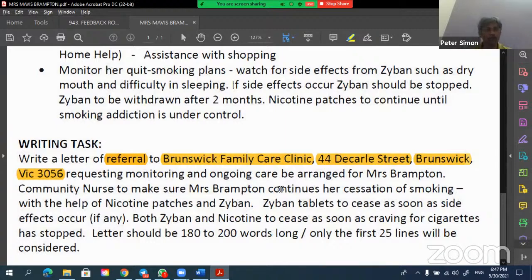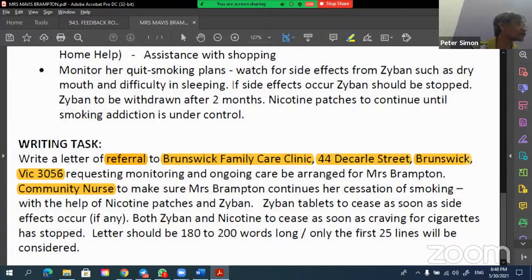Okay, so you have to write to community nurse. So address it to Brunswick Family Care Clinic, but the community nurse should take this one. Okay, right. To make sure Mrs. Brampton continues her cessation of smoking, with the help of nicotine patches and Zyban. So he has given this one. Zyban tablets to cease as soon as the side effects occur, if any. Both Zyban and nicotine to cease as soon as craving for cigarettes has stopped.